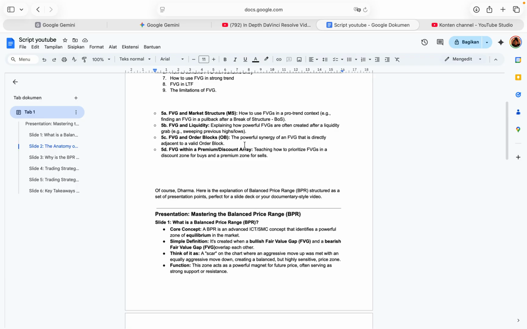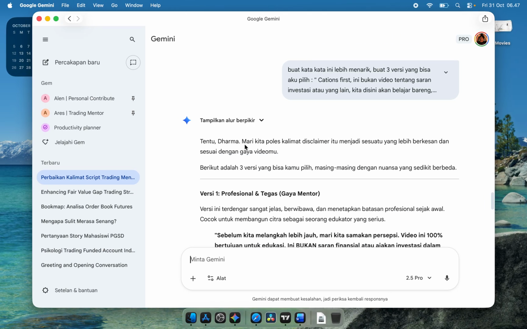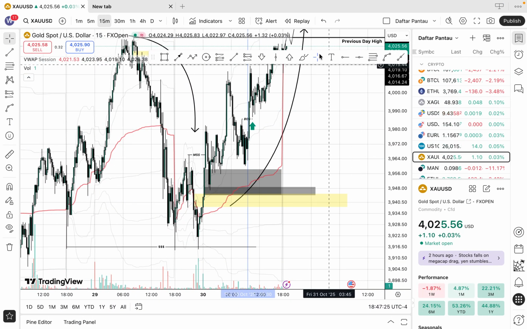We can talk about market structures and fair value gap and liquidity, and also fair value gap and order blocks, and fair value gap within a premium or discount array. And in presentation number one, I'm going to explain what a BPR is, so balance price trends. Okay, let's go back to the chart.